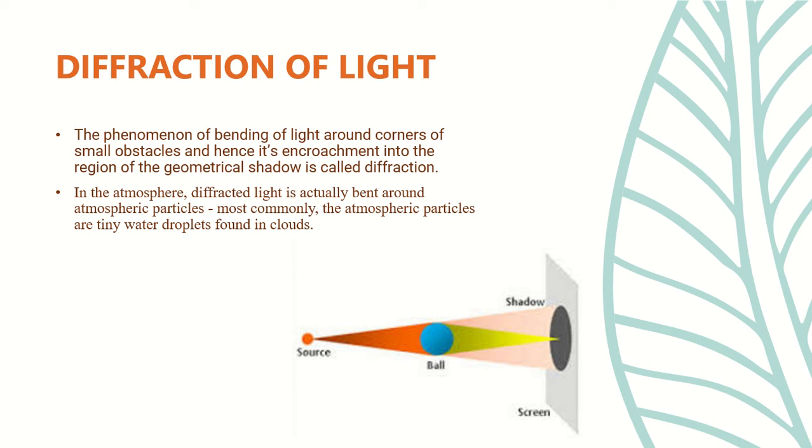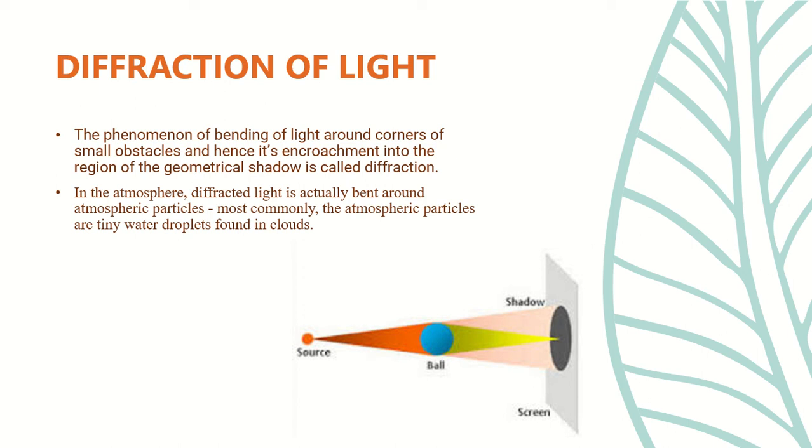As you can observe in the image, there is a source of light and the obstacle here is a ball. The light ray is incident on the ball and it is bent around the edges of the ball, and that is projected on the screen. You can observe that there is a geometrical shadow formed on the screen. So this bending of light rays around the edges and the formation of shadow is known as diffraction.